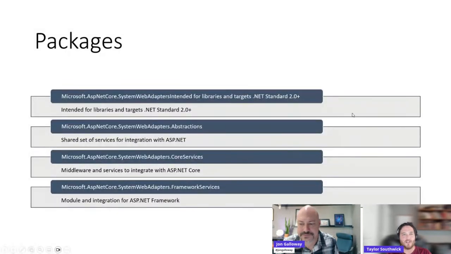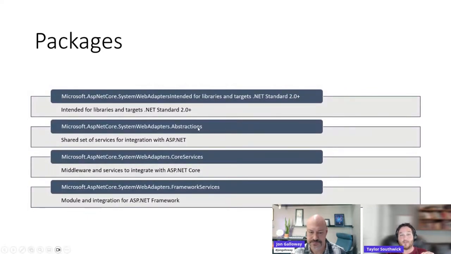Yeah. So there are four packages that are available. Looks like the formatting is a little off here, but the first one is the microsoft.aspnetcore.systemwebadapters. That shouldn't be there. But these are intended for libraries. There's no dependencies on it, and it targets .NET Standard 2 plus, as well as .NET Framework 4.5, and I think those are the main targets of it, because that's what really matters there. But there's no dependencies for that. And that was a key design decision here, so that when you add it to one of your lower libraries, you're not adding any sort of dependencies on ASP.NET Core itself. It's purely just an adapter library with no real implementation there.